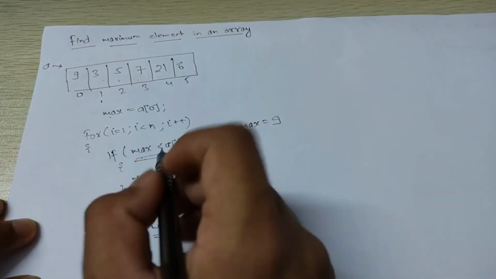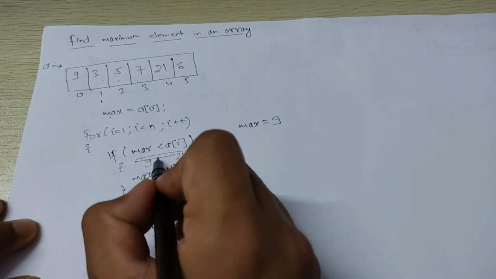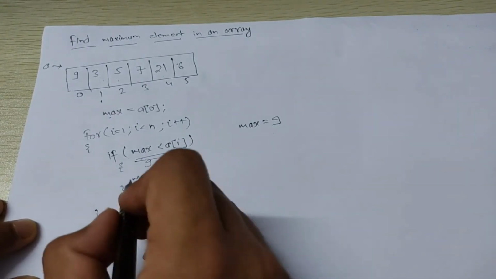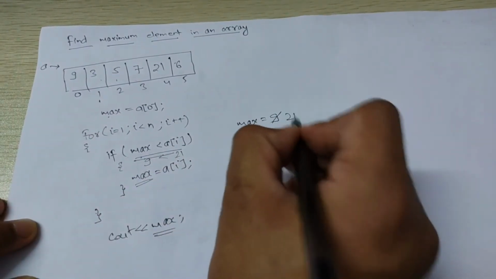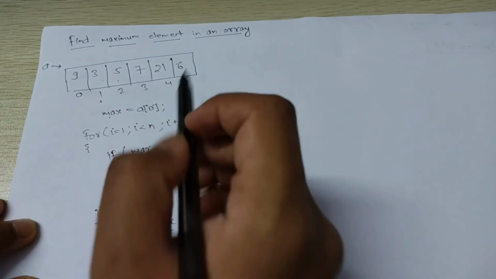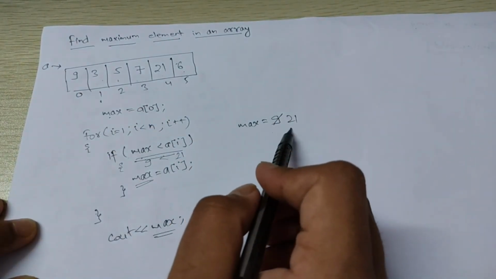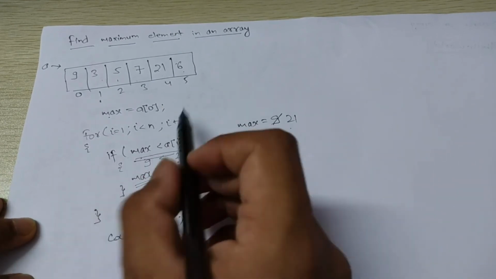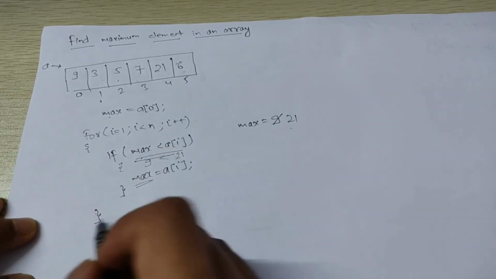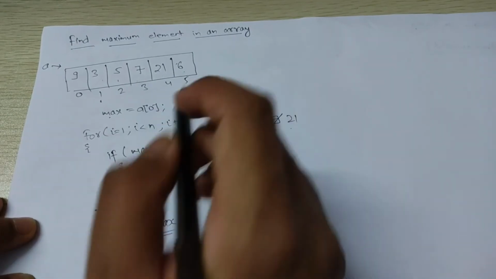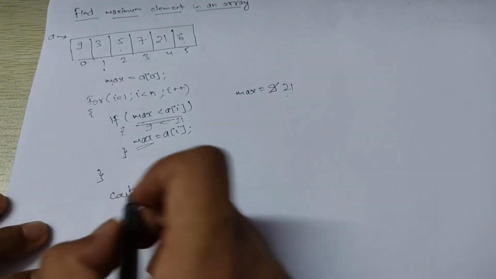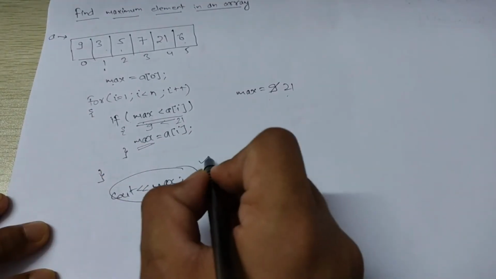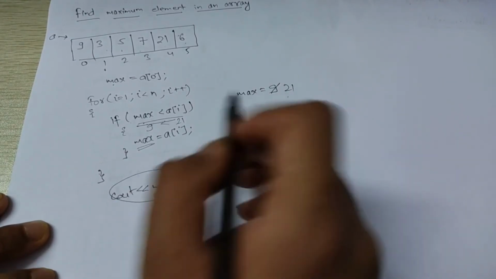Now 21 will be compared with 9, and because 21 is greater than 9, maximum will now contain 21. And again 6 will be compared with 21, which is our new maximum value, and because 6 is smaller than 21, nothing will happen. This is how the whole loop will terminate, and at last you will get the maximum element in the maximum variable.